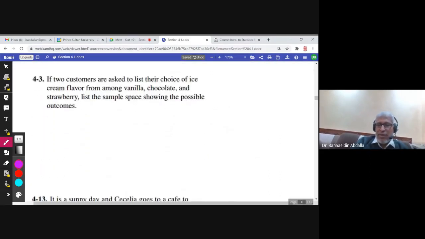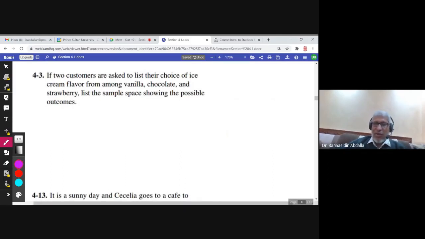Let us see some questions. If 2 customers are asked, so we will ask 2 customers to list their choices of ice cream flavor. There are 3 flavors: vanilla, let me call it V; chocolate, C; strawberry, let us not use S because of the sample space, let me call it W. Okay. List the sample space showing the possible outcomes.